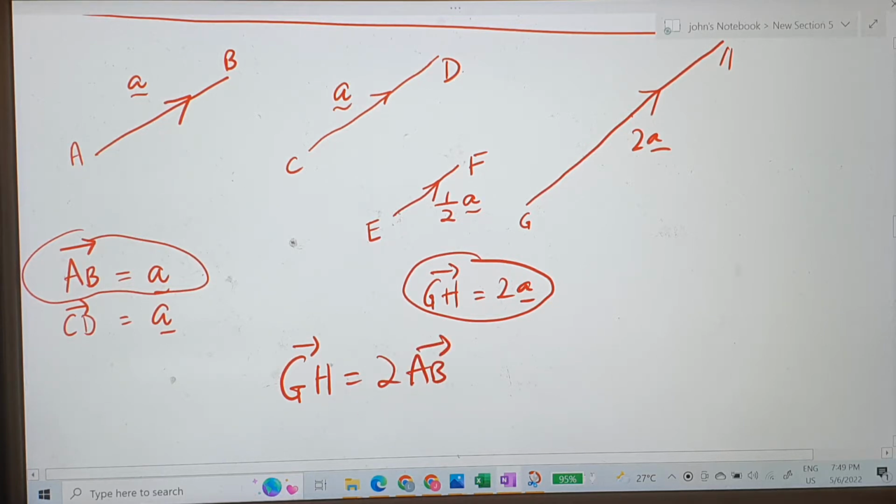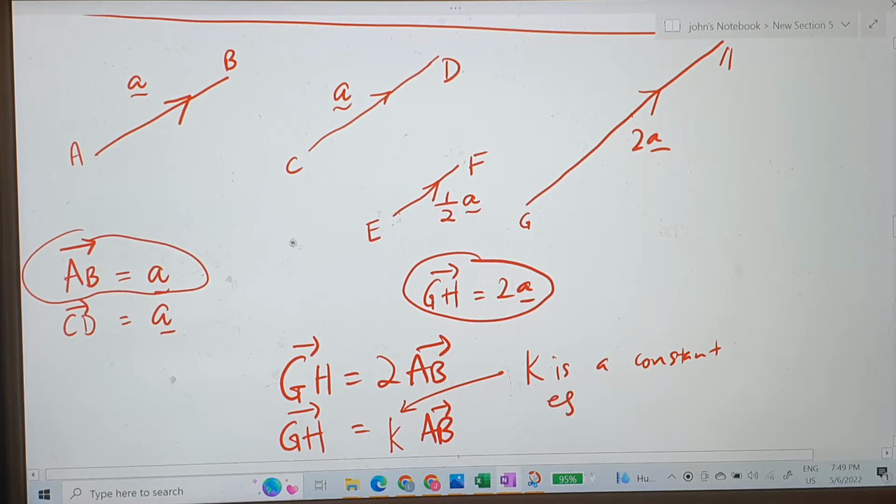Now as long as I can relate GH with AB by a certain multiple, a certain number, let's say K, I call this K, where K is a constant. Constant can be a number like 2 or 3 over 2 or half or 4 over 5 or whatever.